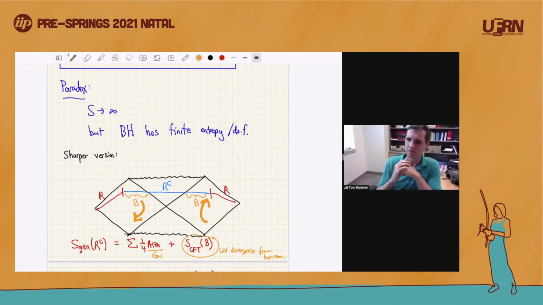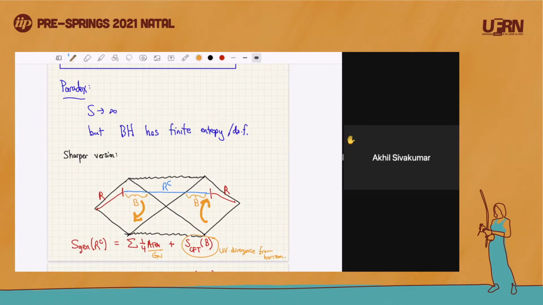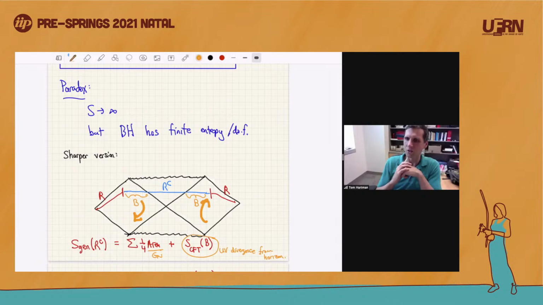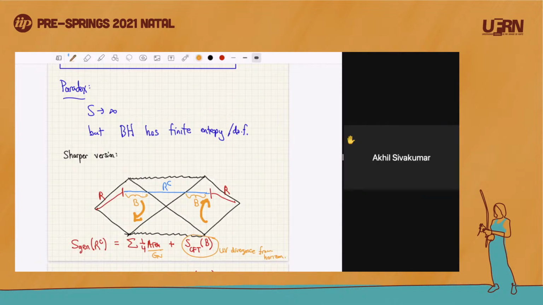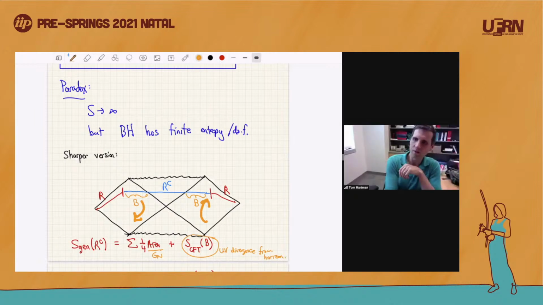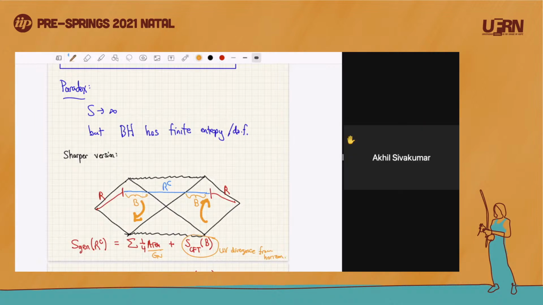Akhil? Hi, so the S-gen of the complement doesn't include the entropy of fields inside the horizon, is it? No, it does not. Okay, and why is that an intuitive thing? What hints that's the right thing?